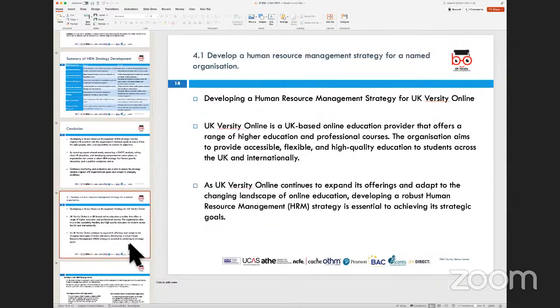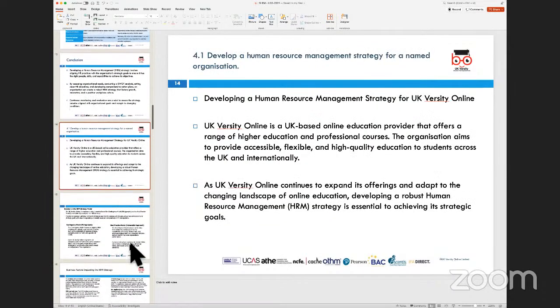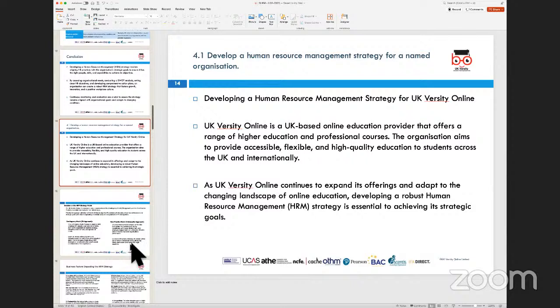Okay, good stuff. Now, let's look at the first assessment criteria, which talks about developing a human resource strategy for a named organization. So what we've done here is I have taken up my own company as the named organization, because one of the key parts of the assessment criteria is that we don't need to discuss this descriptively or theoretically. We need to discuss it by taking an example of an organization and then discussing how we develop a human resource strategy.